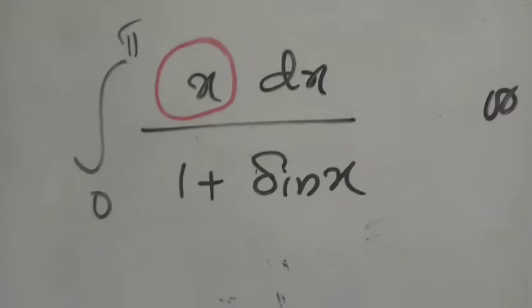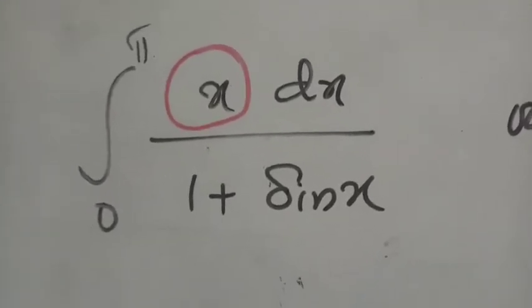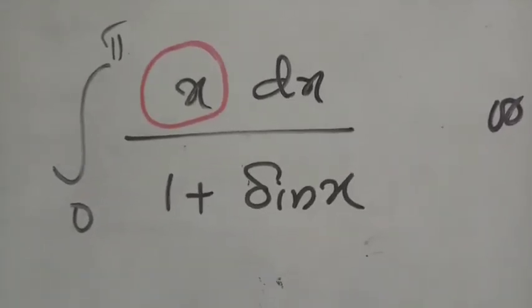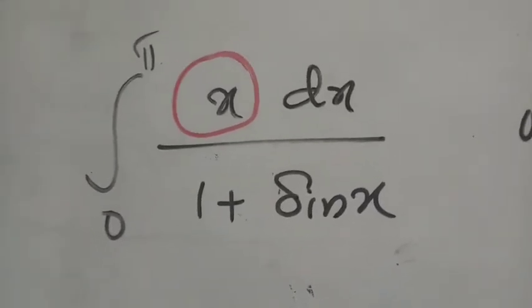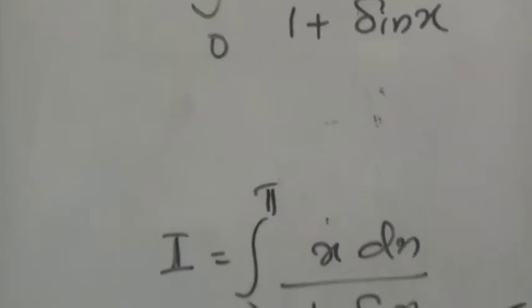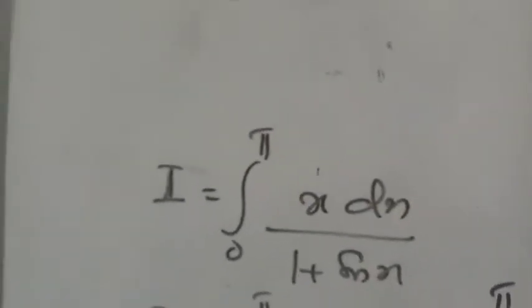We should avoid this x from this one. The x is an algebraic function, the others are trigonometric functions. First of all, we must avoid this x from this expression. For that, let us see the solution of this one.